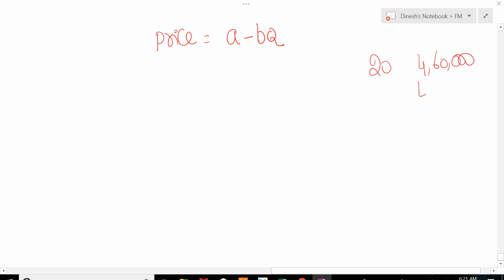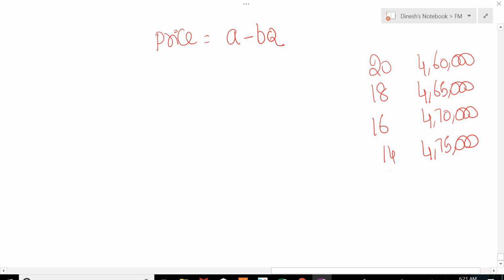As you increase the price by 5,000 rupees, the equation is like this: 20 units at 4,60,000. This becomes 465, and you sell 18 units. It becomes 470, you sell 16 units. 475, 14 units, and go on like this until 0. You have to increase the price 10 times by 5,000, and the units drop from 20 to 0. The units fall only when the price increases. Any doubts on this?